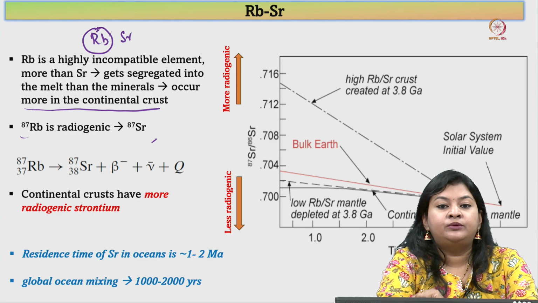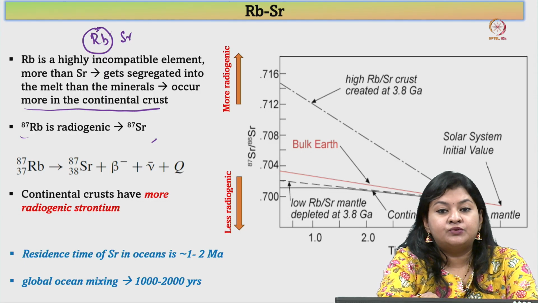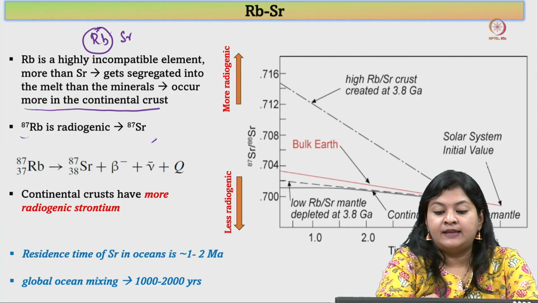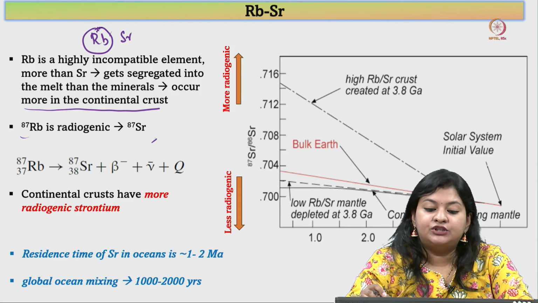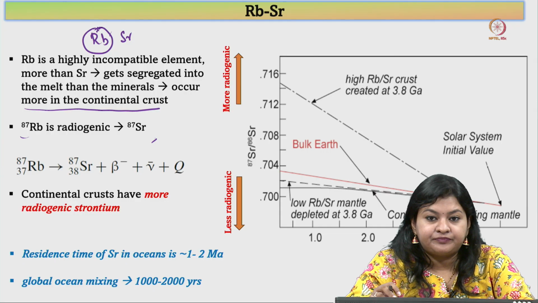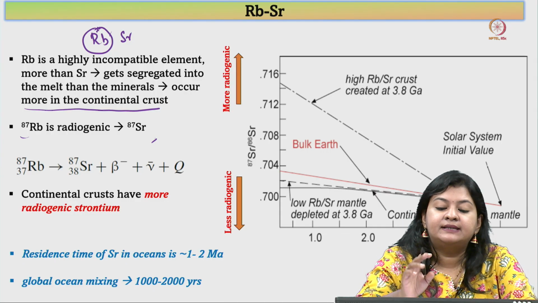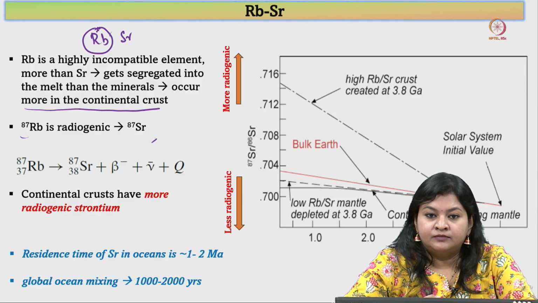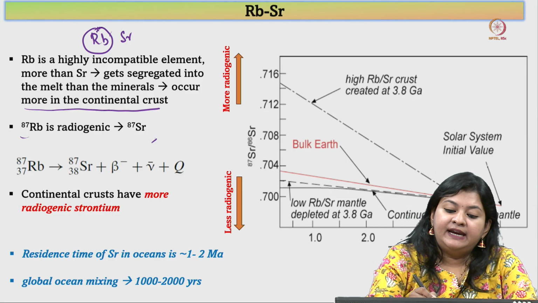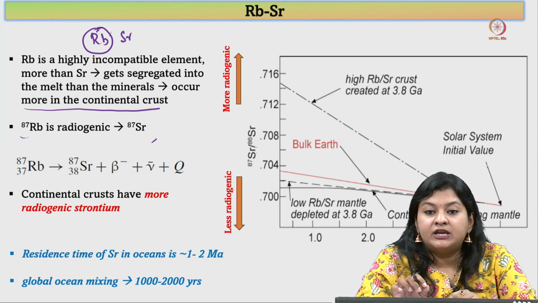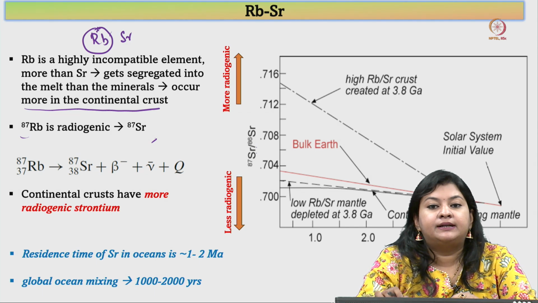So, we are going to use this particular differentiation value. Let us look into this picture where on the x axis we have time, and on the y axis we have 87 strontium by 86 strontium. We have the 87 strontium by 86 strontium, which we generally measure using a multi-collector ICP-MS.